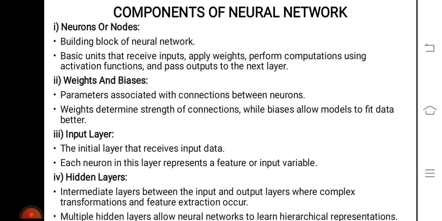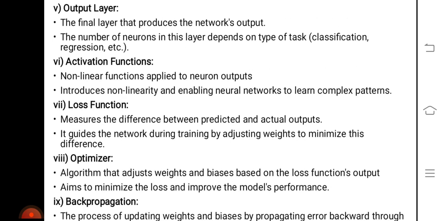One neural network must contain one input layer and one output layer, and there may be any number of hidden layers. The output layer is the final layer that produces the network's output. The number of neurons in this layer depends on the type of task, which may be either classification or regression.